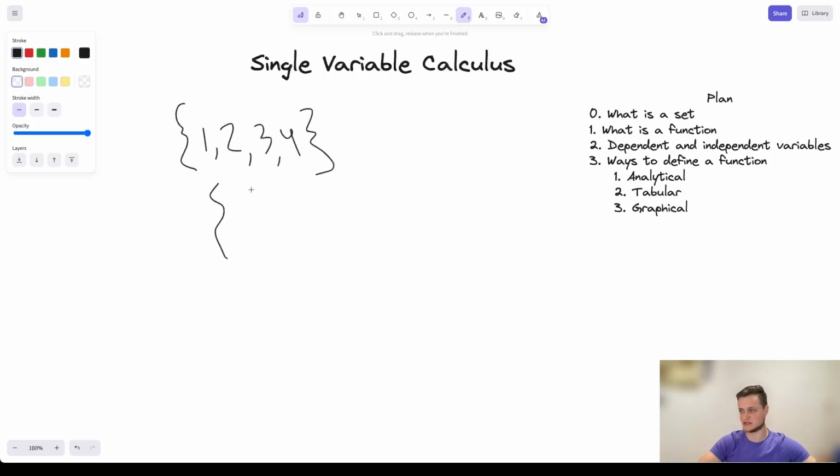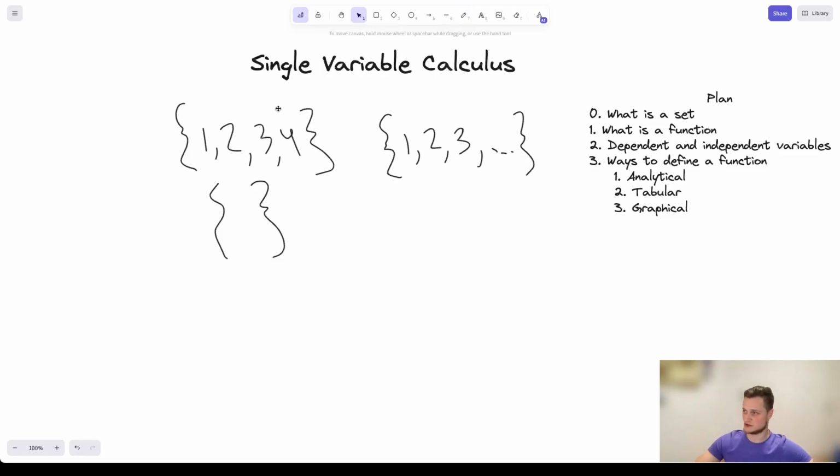A set may be an empty set, and the set you all are familiar with is the set of natural numbers, which starts from 1 and covers each whole number and goes to infinity and beyond. So this is a set of natural numbers. Now we can define a function.